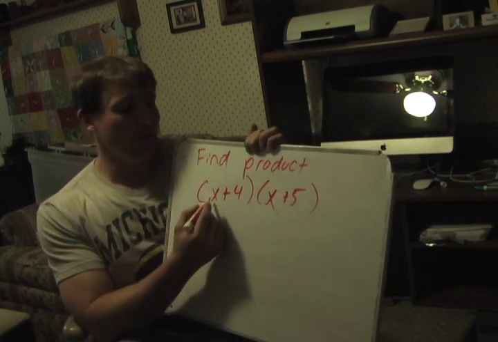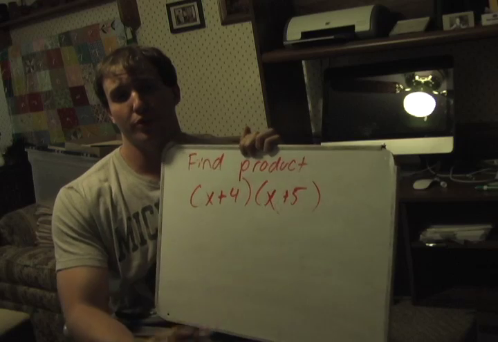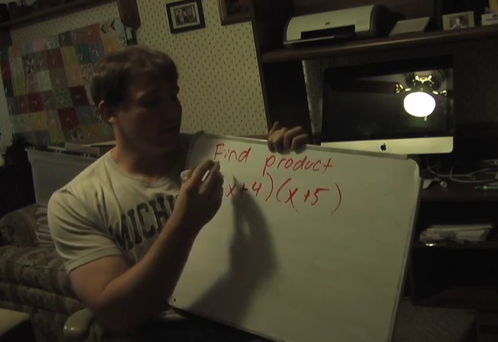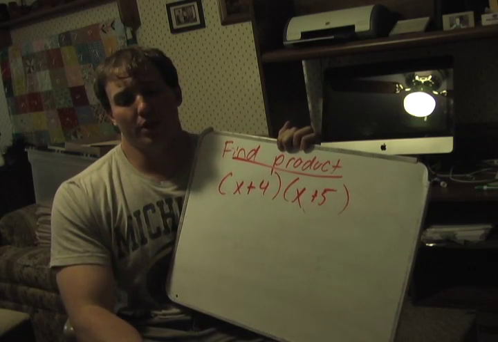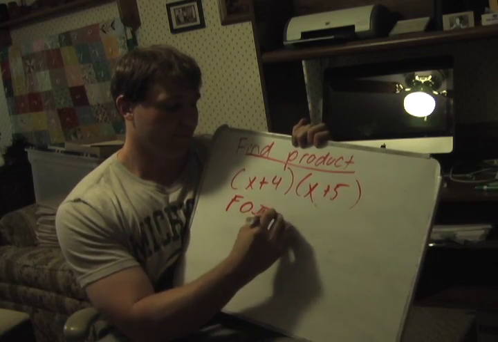What we have here is 2 binomials, x plus 4 and x plus 5. They're called binomials because there are 2 terms in each one of the parentheses. And my job is to find the product. Now hopefully there's a way to find the product. There's a term for it. It's called FOIL. Hopefully you've heard of it before.